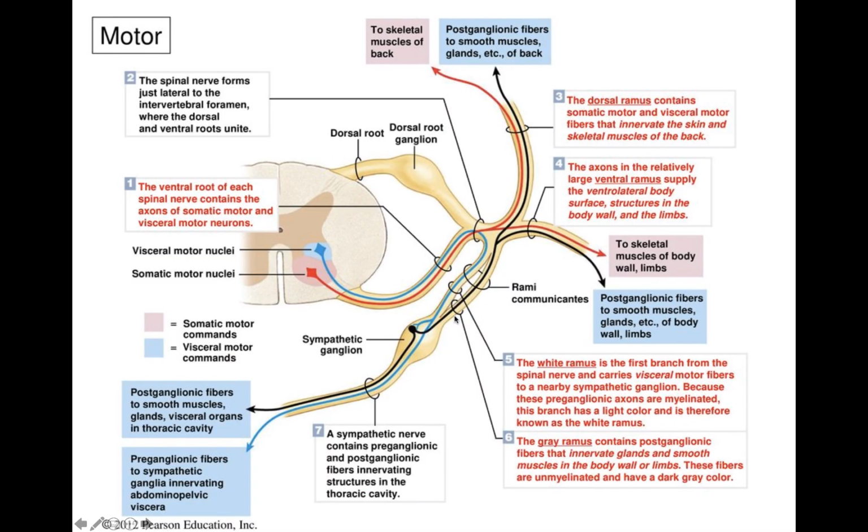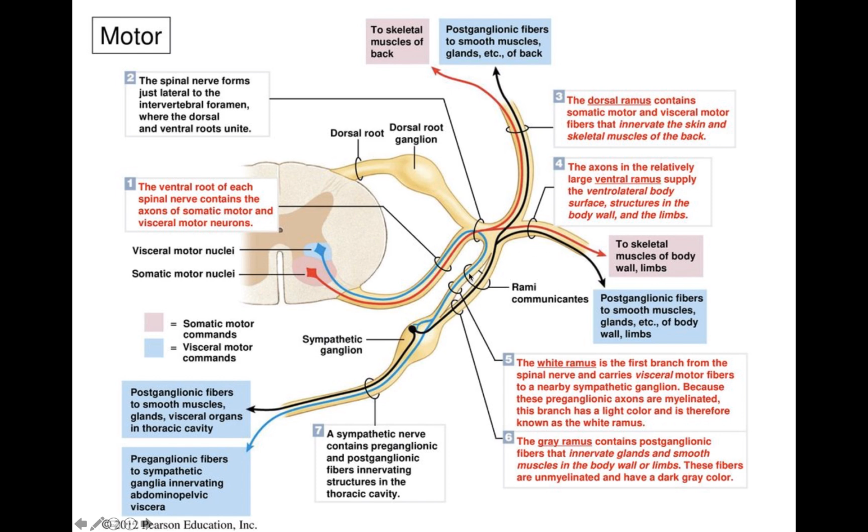Let's look at that. So you have a few steps here. So here, ventral root is taking the commands out. You have 2 of them there. You have the visceral motor and somatic motor going out. And then you again have the dorsal and ventral ramus. So the dorsal ramus is going to take the commands out to the skin and the skeletal muscles. That's going to take the information towards the back. The ventral ramus is going to take the information to the front, so the muscles of the body wall, limbs, and this is towards the back.